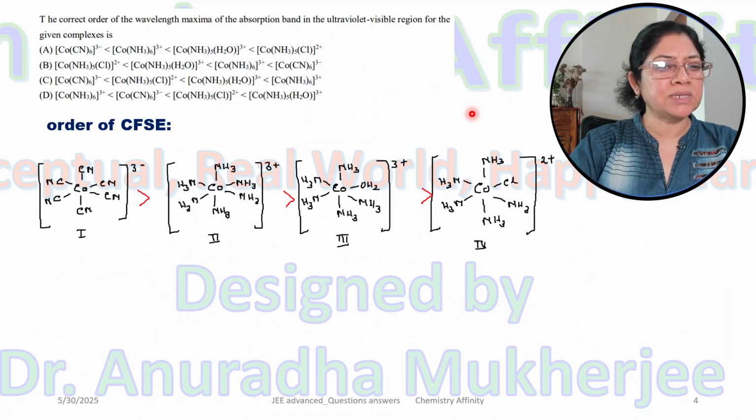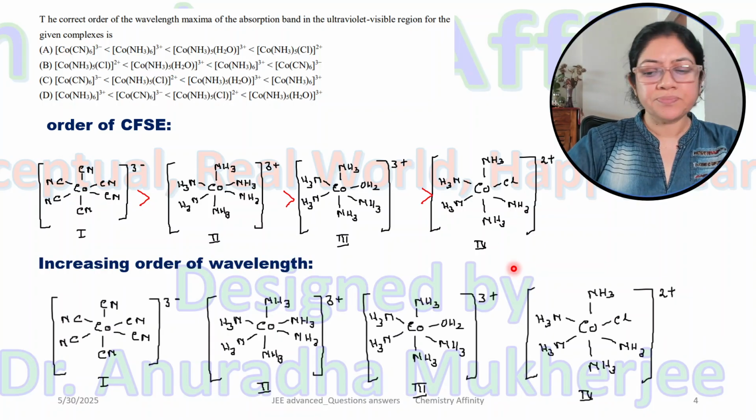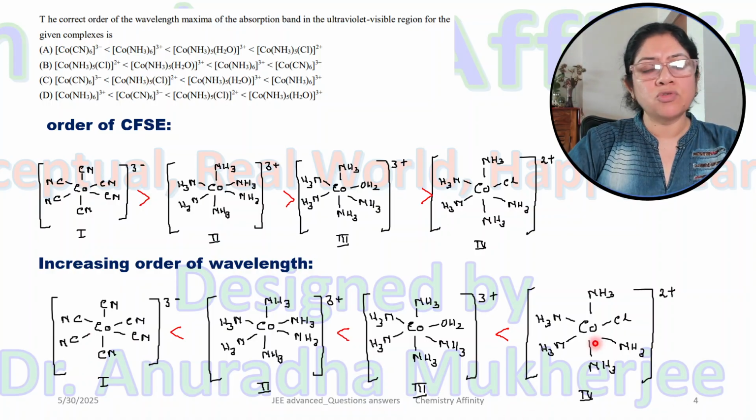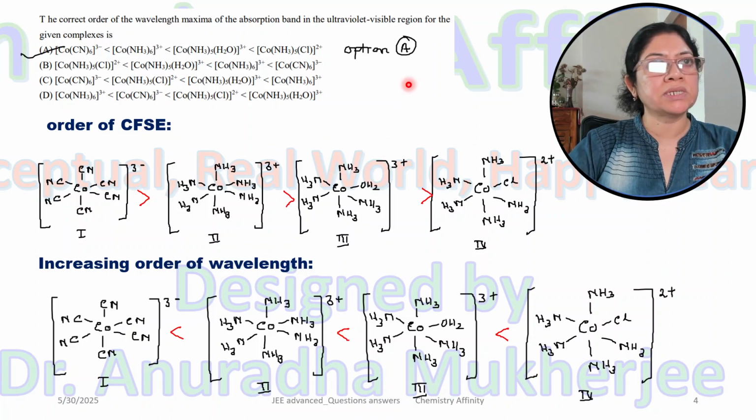The order of CFSE is like this: complex 1 has the highest CFSE, complex 4 has the lowest CFSE. So the wavelength will be the opposite. When cobalt is surrounded by cyano ligands, complex 1 has the smallest wavelength, and when cobalt is surrounded by 5 ammonia and 1 chlorine, CFSE is smallest, so the wavelength will be highest. So this is the correct order of the wavelength. The correct option is option A.